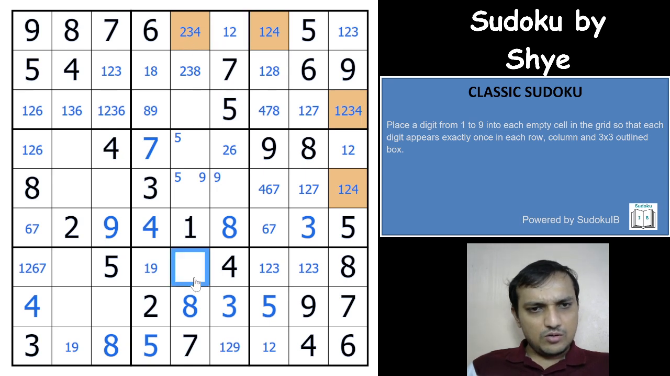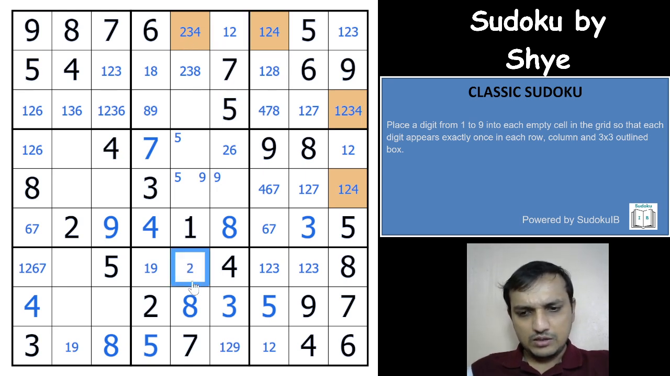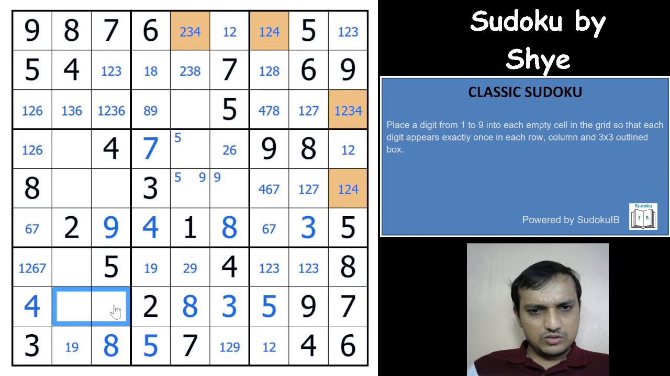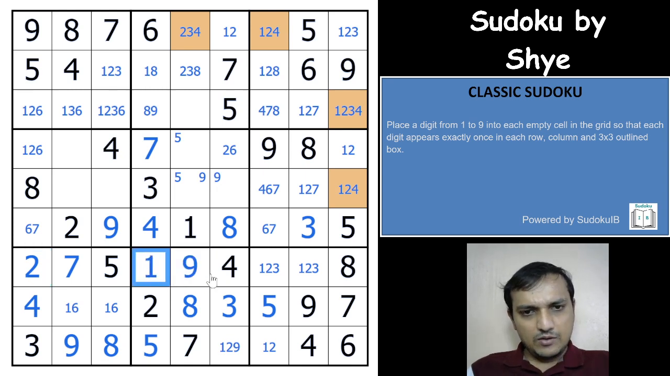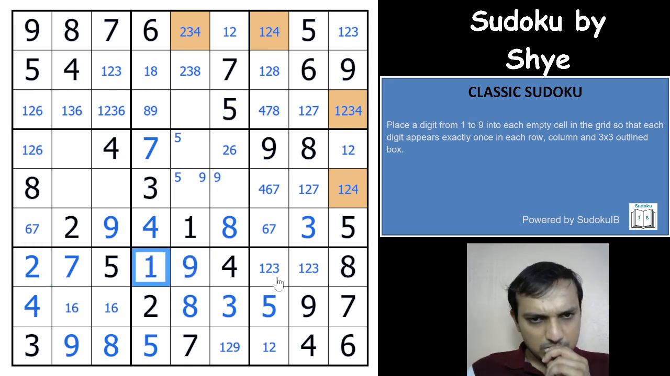And 1, this is 2 and 9. 3, this is 1 and 6 here. So this is 1 and 6, which means this is 9. 6 and 1 cannot be here, so this is 2 and 7. So this is a 7, there is a 2, 9, 1. No, I missed anything, right? No.